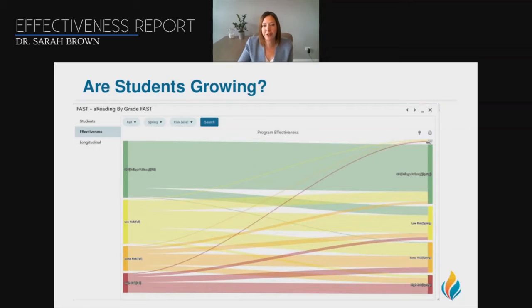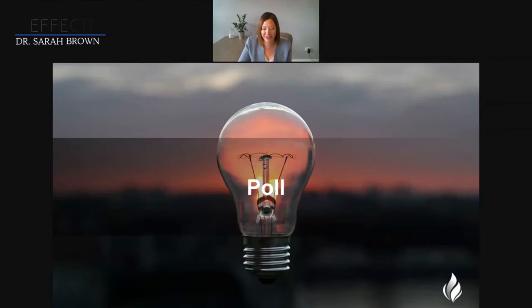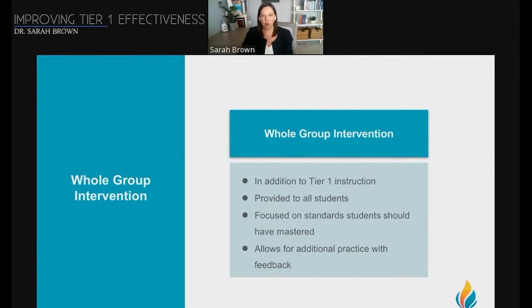We can also do fun things with a report like this in terms of intervention to look at the effectiveness of our interventions. But today, obviously, we're focused on the universal tier. So let's talk about what whole group intervention is.